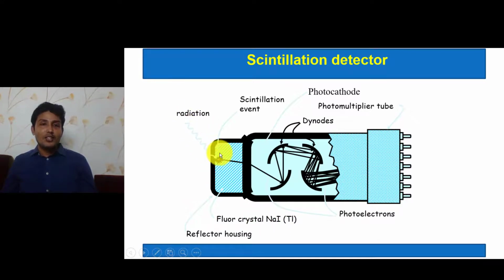When the radiation falls on them, the scintillation event occurs. Now what does this event do? Because of this event, visible radiation is generated. Radiation which is produced by radioactive substance falls on the crystal of sodium iodide, and then the scintillation event occurs. Because of this, visible radiation is produced, and that visible radiation is detected with the help of PMT, that is photomultiplier tube.